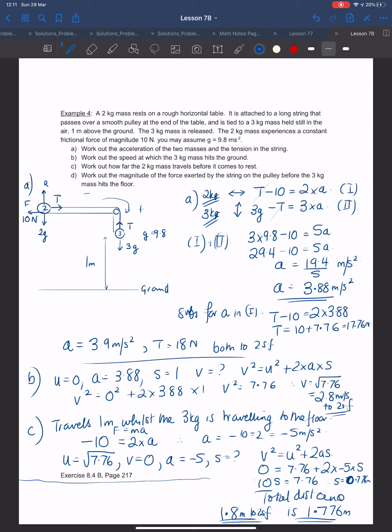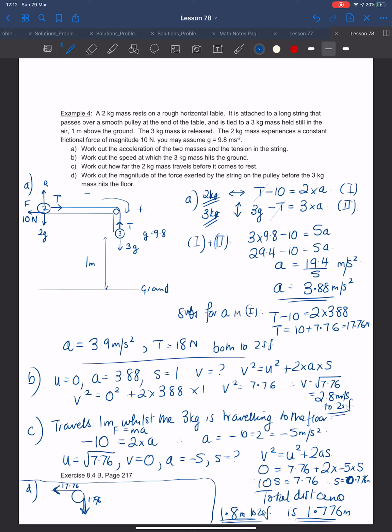Now part D, I believe I can fit in this little corner here. Work out the magnitude of the force exerted by the string on the pulley. So we've got a pulley there, a tension there, and a tension there. So it's going to be a tension pulling this way on the pulley, and a tension pulling downwards on the pulley, if that makes sense. The tension was 17.76, let's use the exact answer.